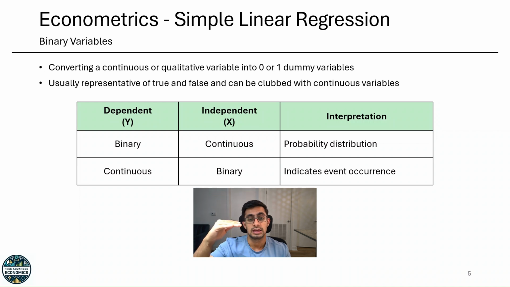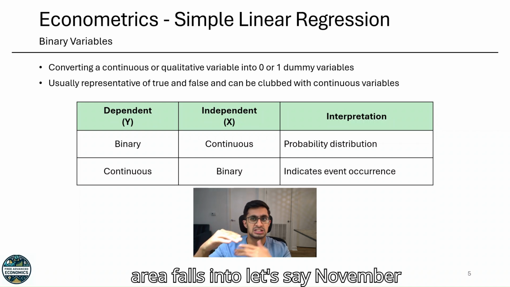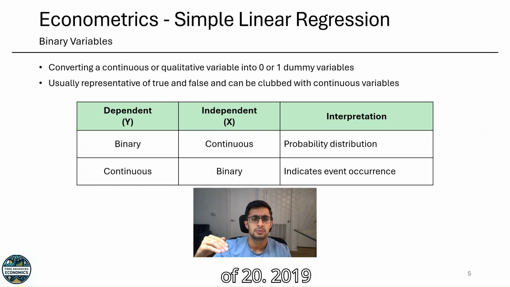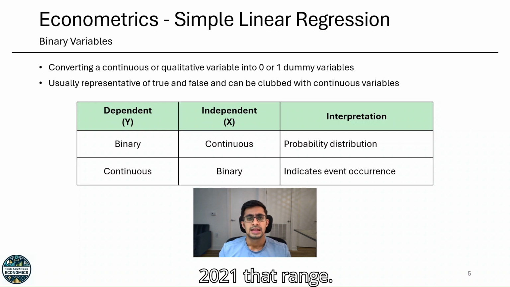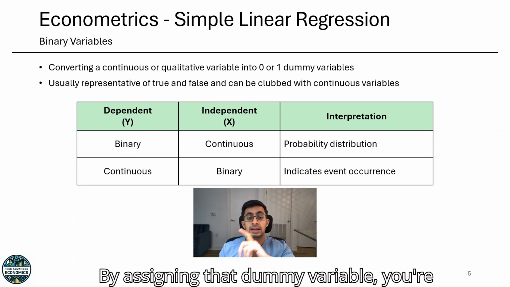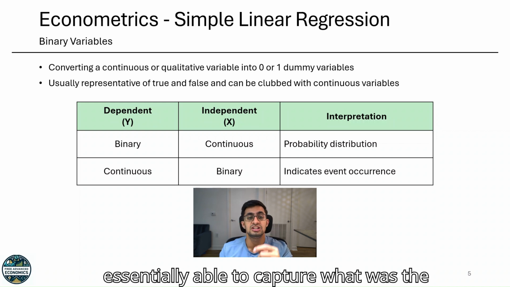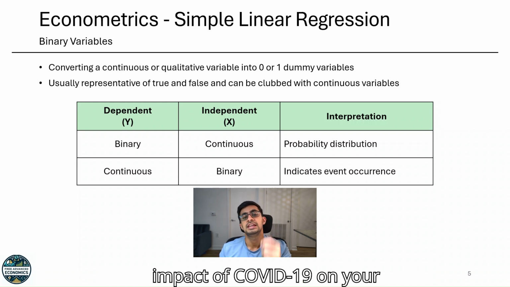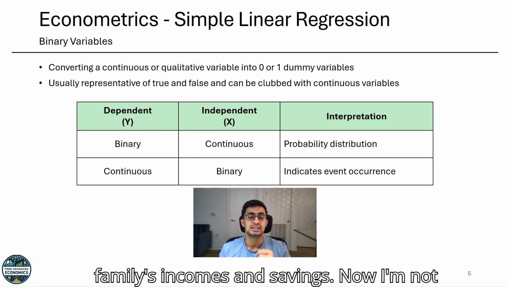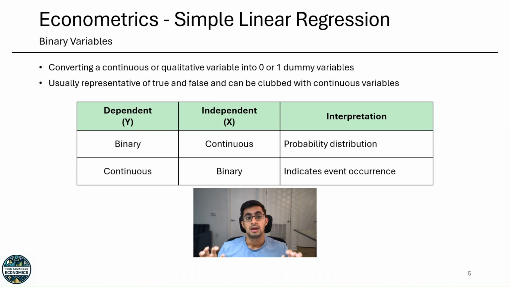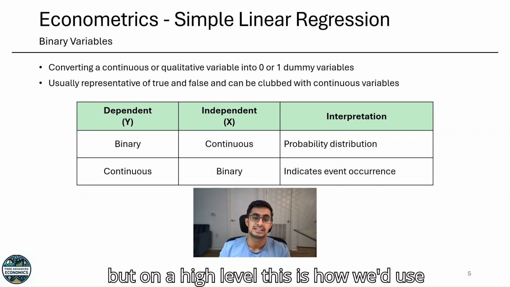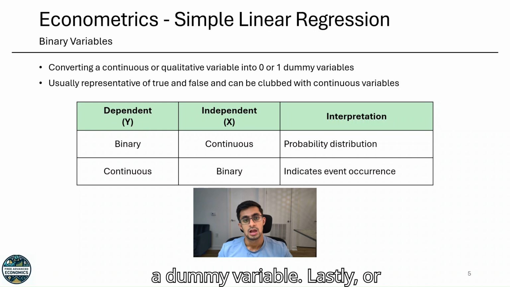So that area falls into, let's say, November of 2019 to June of 2021. That range, by assigning that dummy variable, you're essentially able to capture what was the impact of COVID-19 on your family's incomes and savings. Now, I'm not saying that the regression will be valid, but on a high level, this is how we'd use a dummy variable.